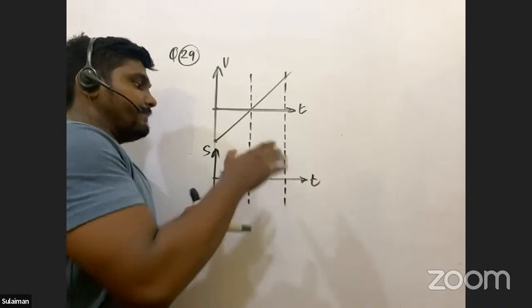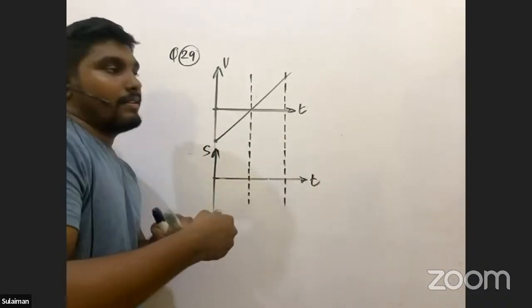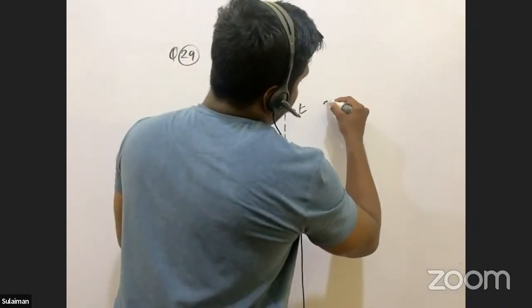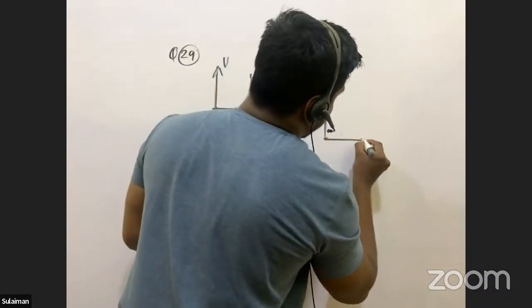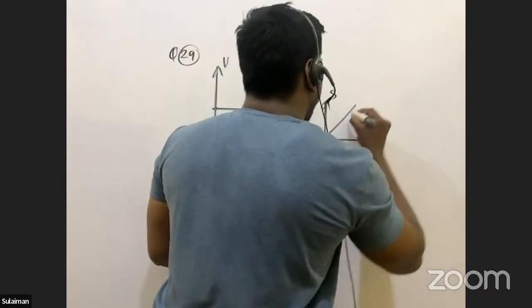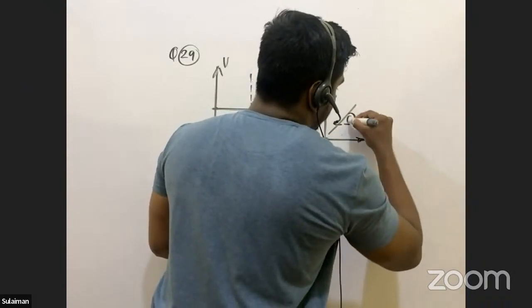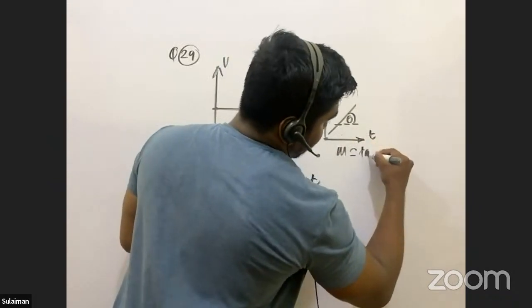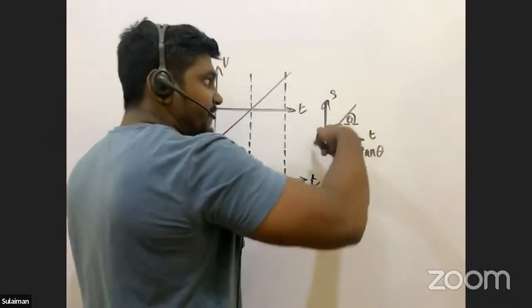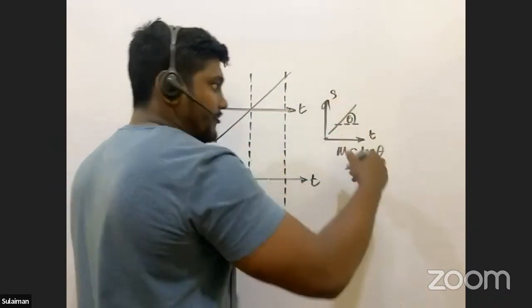Now we know that in an ST graph, gradient represents velocity. Simply the gradient, if not, we call it tan theta. In an ST graph, the gradient, tan theta, represents velocity.